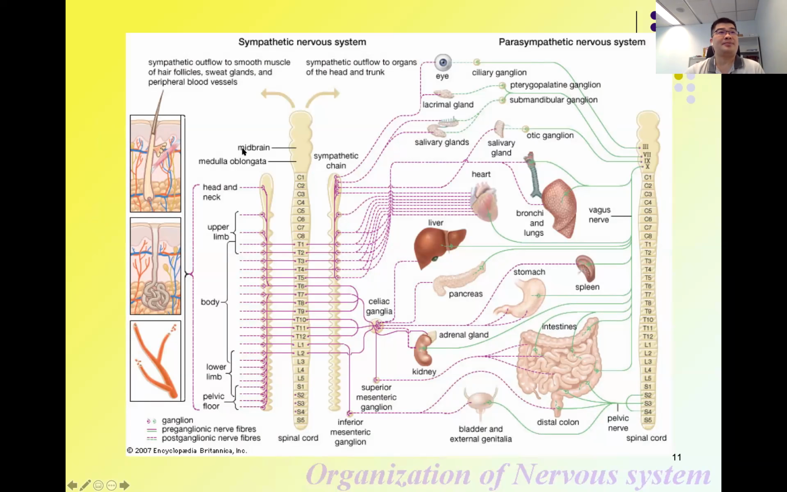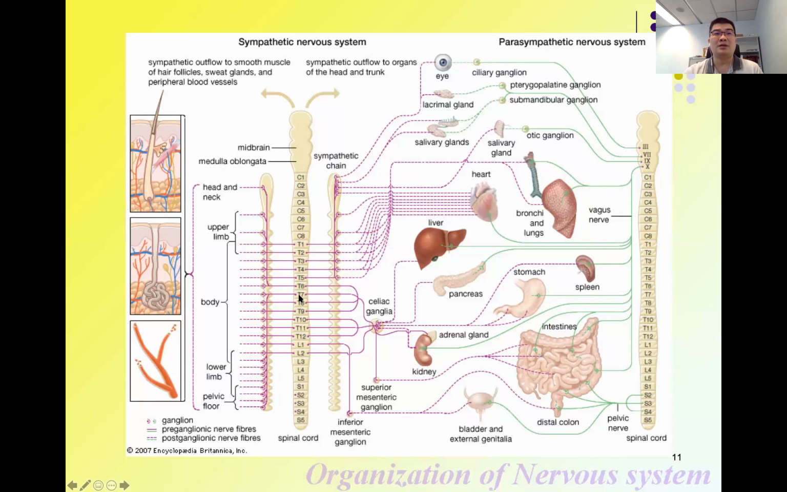Okay. Now this is the spinal cord. This is the sympathetic nervous system. This is the parasympathetic nervous system, okay? So when we talk about those neurons, they are both coming out from the spinal cord. In the sympathetic nervous system, they are coming out from the spinal cord, okay?